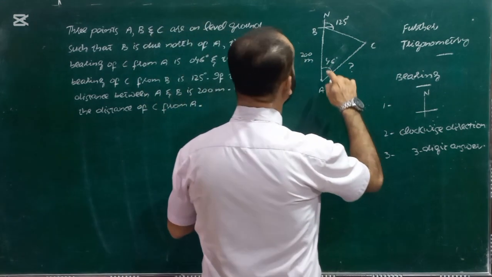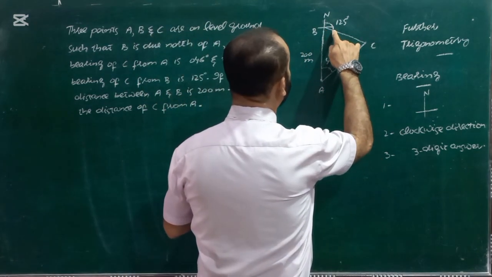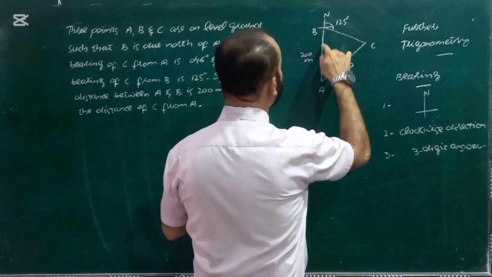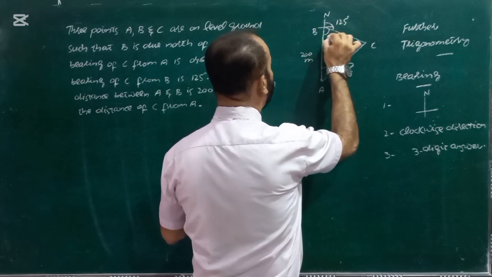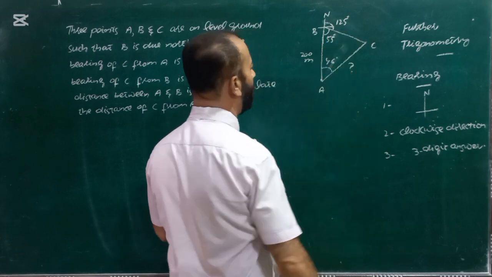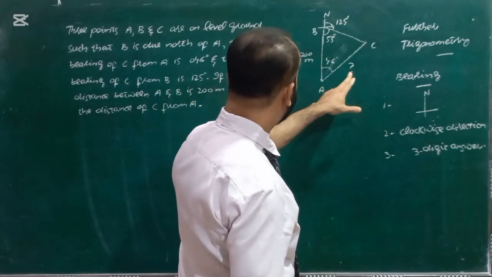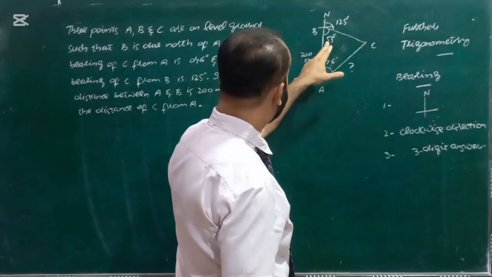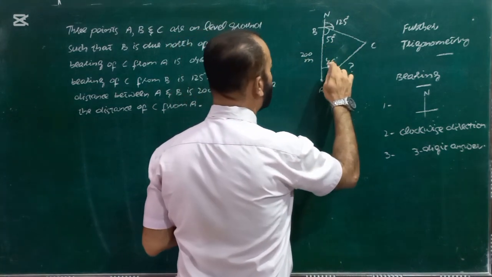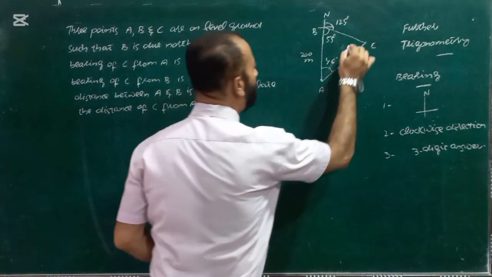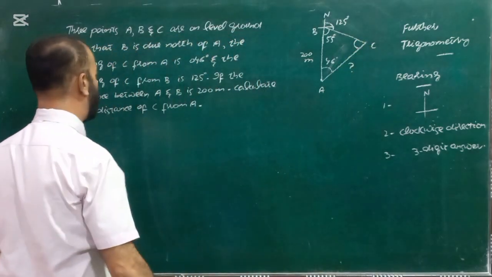So look now, if this is 125, you know the angle of the straight line is 180 degrees. So this will be 55 degrees. Okay, this thing is required. So this over this and this will be equal over this. You know the sum of the angles of the triangle is 180 degrees, so we are going to find the C angle first.